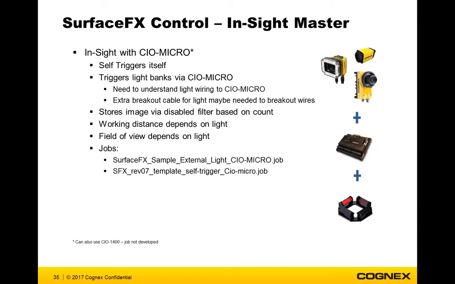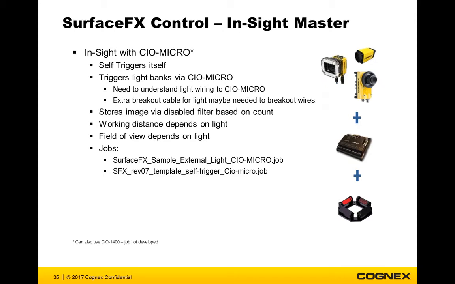Our next example is SurfaceFX with an Insight Master and talking to a CIO Micro. Now you can also use a CIO 1400, that's what that star is, but the job I have is just created with a CIO Micro. But again, you're just enabling and disabling discrete I/O, so nothing stops you from using the 1400. Again, it's a master. This self-triggers itself. And I have my external light connected to my CIO Micro. Because there are so many different varieties of lights, you need to understand how to hook this up to the CIO Micro. But it's 24 volts, I think maybe 1 or 2 amps.